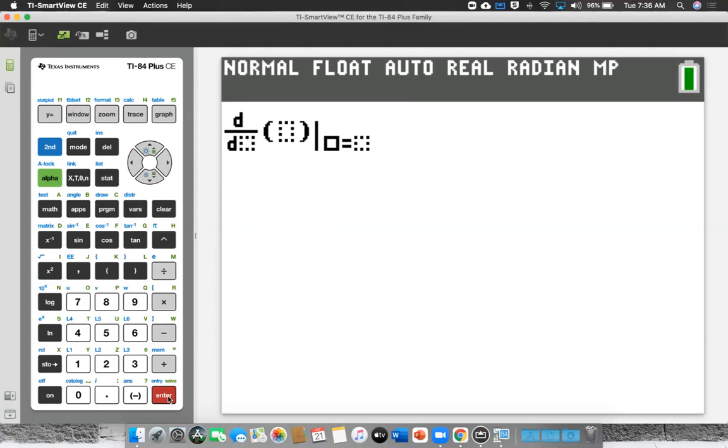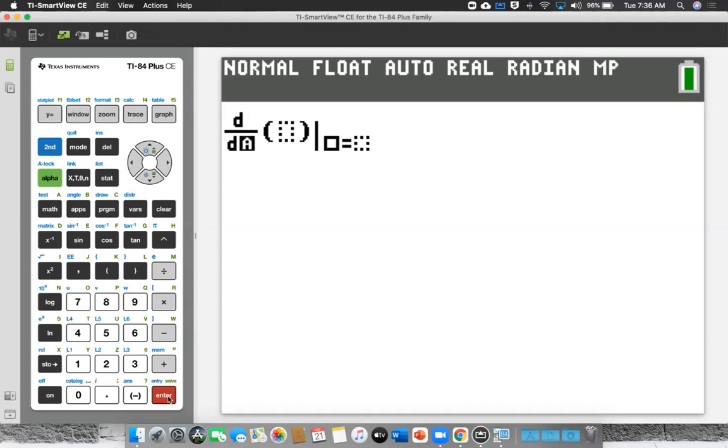So what we're going to do is something easy that we can do in our head, just to verify that the calculator is telling us the truth. So let's pick something really easy. We're going to find the derivative of, let's do something like 4x squared. So what we're going to do here is put d over dx.